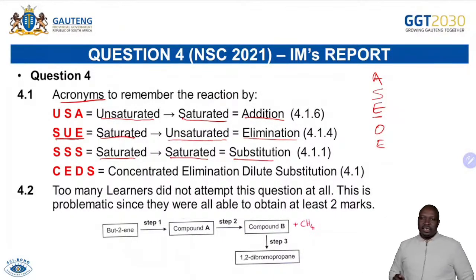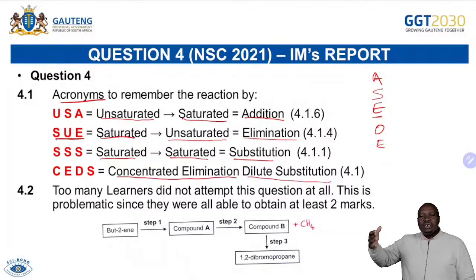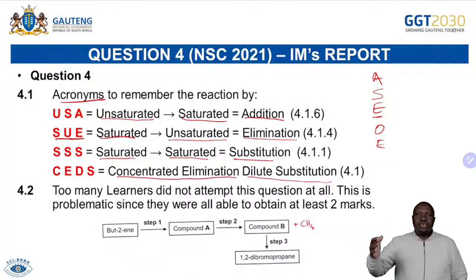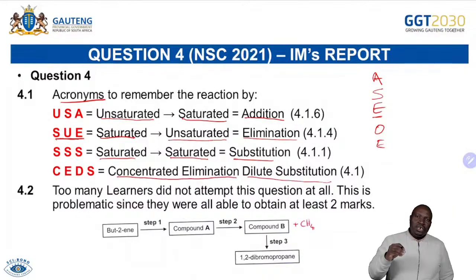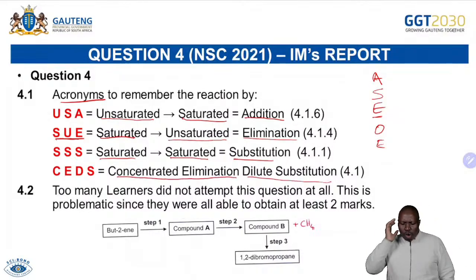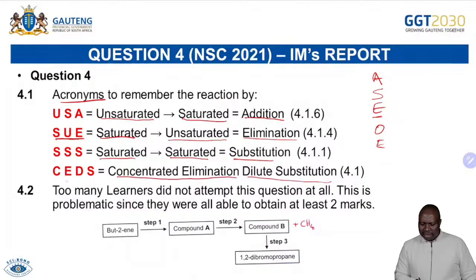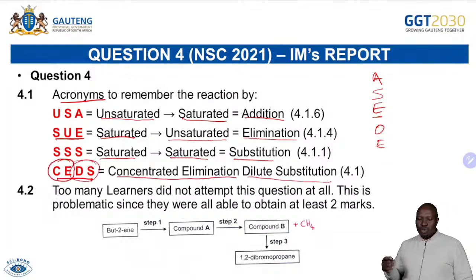And we are saying CEDS, which stands for concentrated is for elimination, and dilute is for substitution. So when we are using concentrated sodium hydroxide, a concentrated strong base, you know that we are going to eliminate. But when we use dilute sodium hydroxide, the reaction that we are talking about is substitution. In this case, it will be hydrolysis. So you got to have an understanding of CEDS. It makes you remember this acronym: once I use concentrated sodium hydroxide, I'm eliminating, but once I use dilute sodium hydroxide, I am substituting.